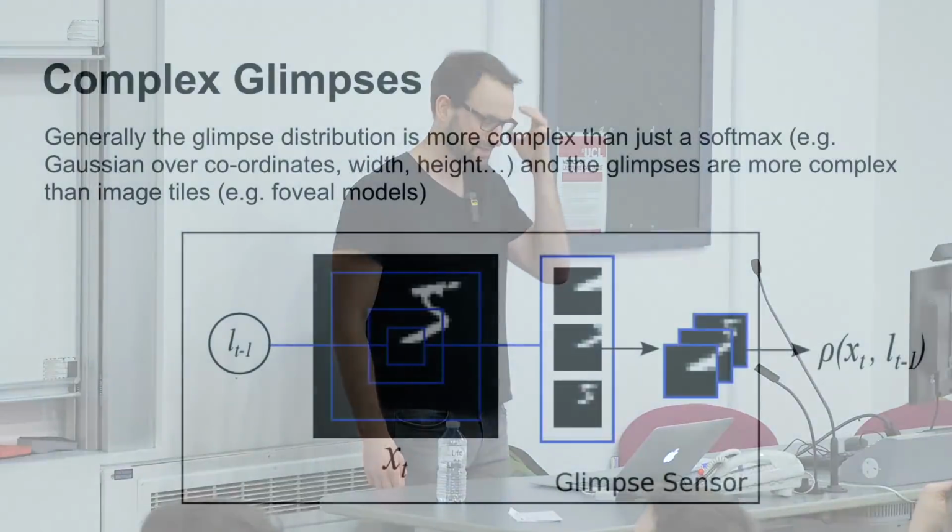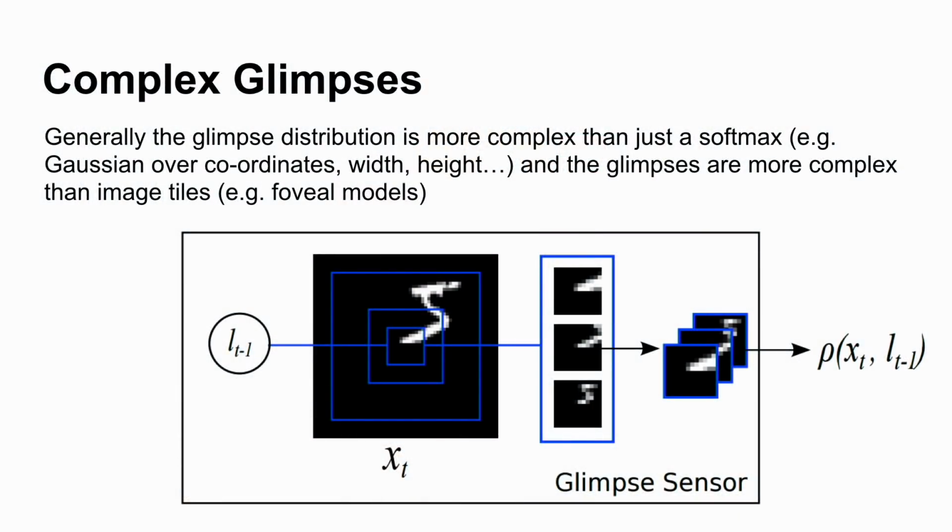You wouldn't want to just have a softmax. You might have something like a Gaussian filter that has a particular center, the coordinates of its center. It has a width and its height. That is, the distribution would be something more complex. Like there might be a continuum of places where you're going to look rather than a set of n discrete, disjoint subsets. And also, usually the glimpses are going to be something more complex than just an image tile.